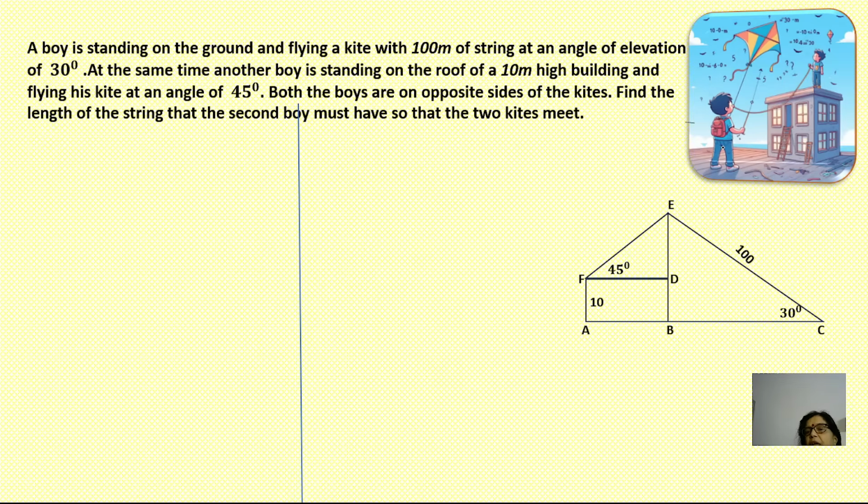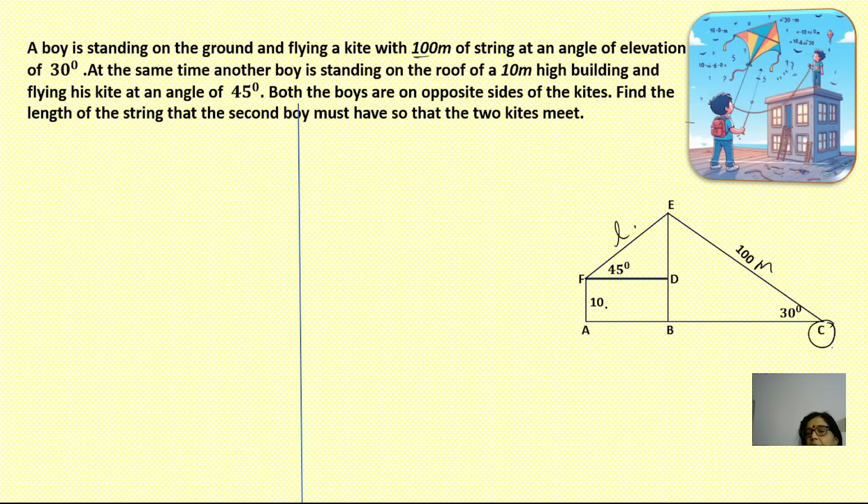So the first boy is standing on the ground, the second boy is on the particular building over here, and the question says that the length of the first boy's kite string is 100 meters. So take this as the first boy at this position, see in the geometrical figure here, and the second boy at this point over here, that is F, at a height of 10 meters. The height of the building is 10 meters. Second person is standing over here and flying his kite. This length we have to find out.